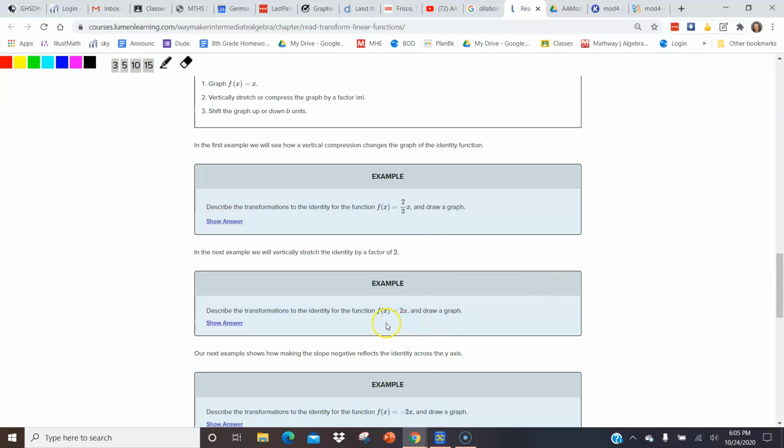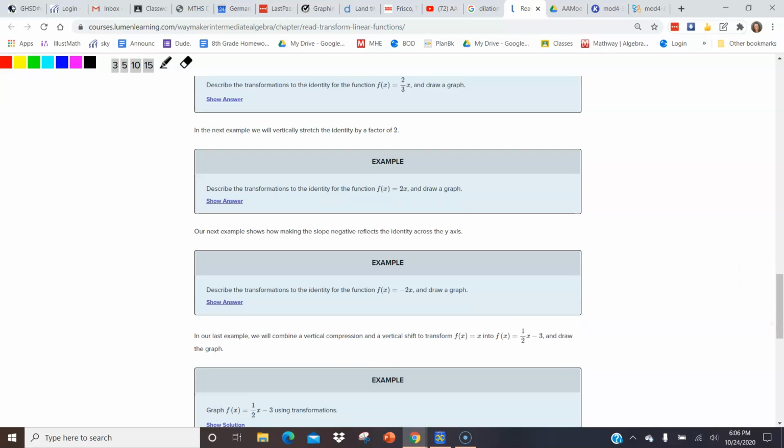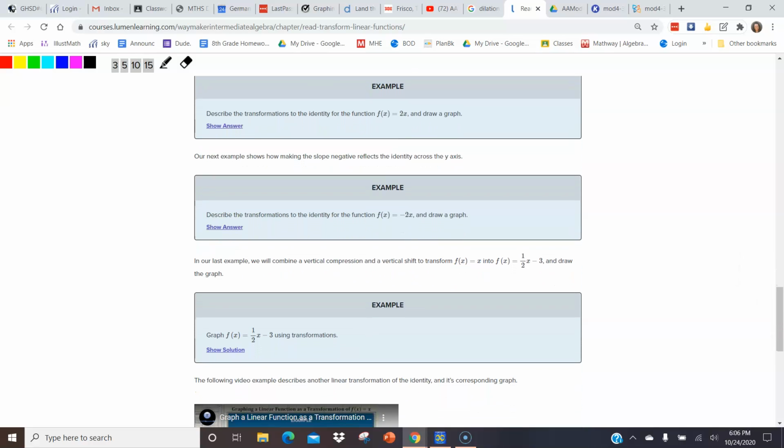And if I have f of x equals 2x, my graph will definitely be above the parent graph. If I have negative 2x, it'll be a slope of -2, so it's going down.